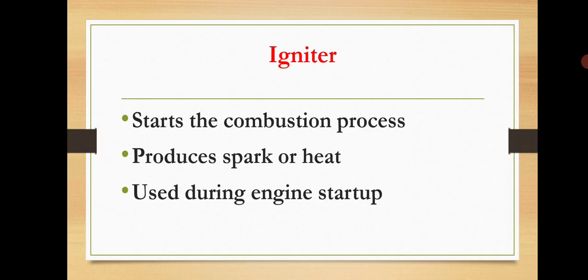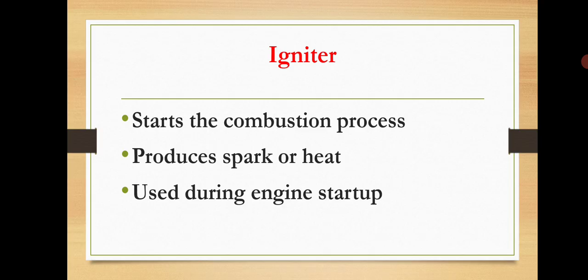Next point, igniter. An igniter is a device used in engines to start the combustion process by producing a spark or heat. First point, starts the combustion process. The igniter initiates the burning of the fuel air mixture. It provides the first energy needed for combustion. Without it, fuel will not start burning.